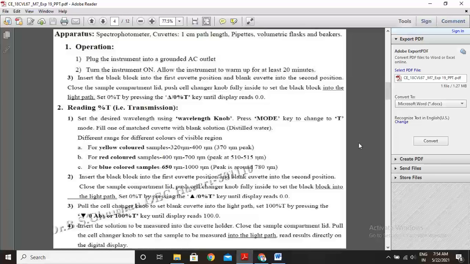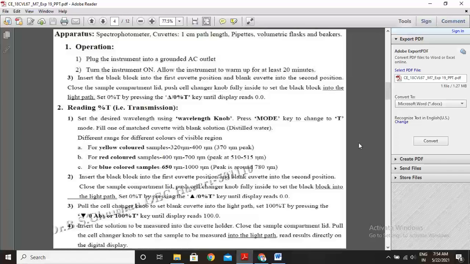If the color is red, so that is for calibrating. For red colored samples, 400 nanometer to 700 nanometer, you set the range peak at 510 to 550 nanometers. If there are blue colored samples, then you set 650 nanometer to 1000 nanometer, but the peak is around 780 nanometer. You set the wavelength by the wavelength knob.